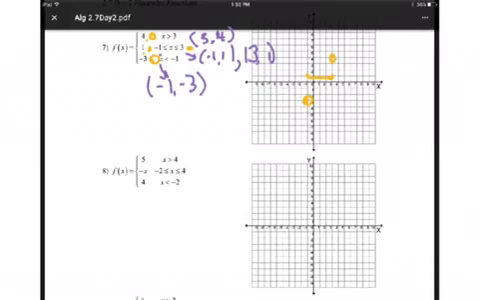Now for the others, since they're just y equals 4 and y equals -3, they're just horizontal lines in this case. So I get a graph that looks something like this. Try number 8.